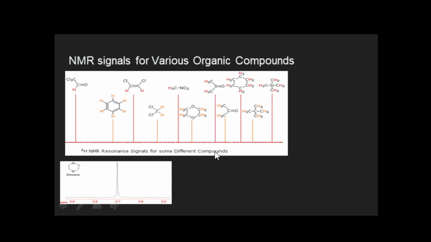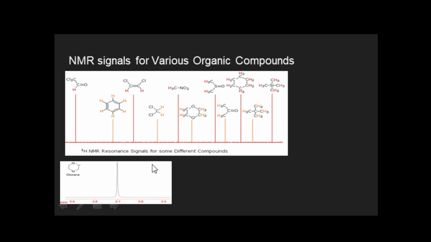This compound shows a single peak. Dioxane also shows a single peak at a chemical shift value of 3.7. For nitromethane, CH3 has 3 protons but shows a single peak. For this compound, a single peak. For this unsaturated compound, both the protons are chemically, environmentally, and electronically equivalent, with the cis 2 chlorine atoms. So these 2 protons show a single peak.